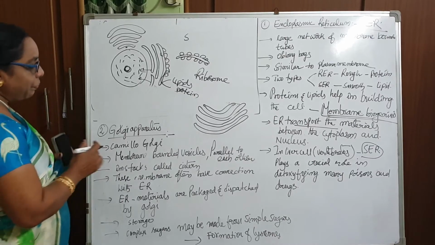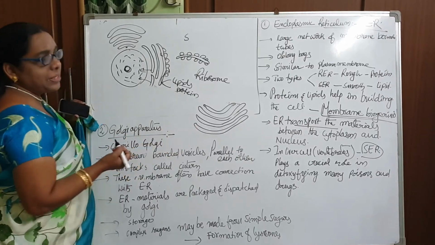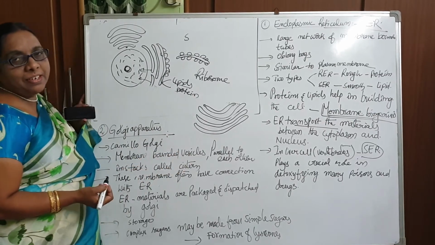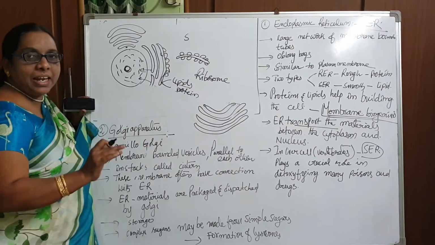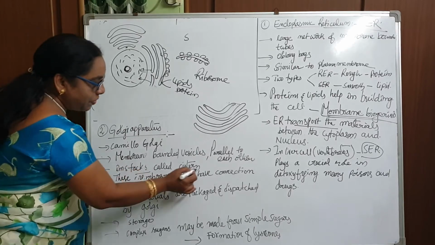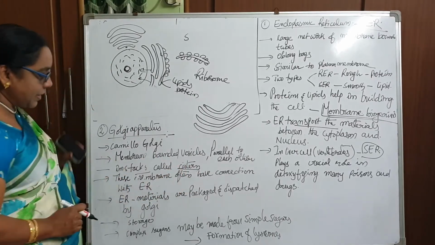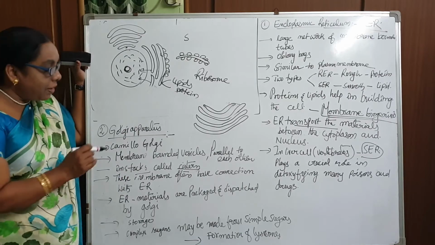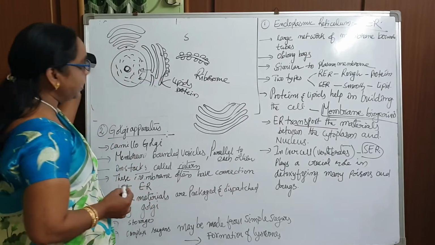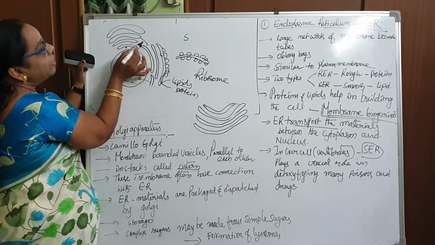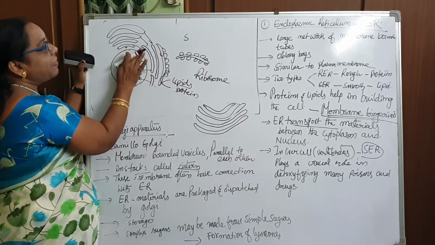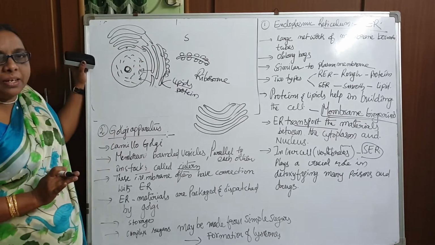So the Golgi complex organelles are membrane-bound vesicles. The structure is a vesicle, and these vesicles are parallel to each other. These stalks we are calling cisternae. The membranes are often connected with the ER. That means the cisternae very often get connected with the endoplasmic reticulum.